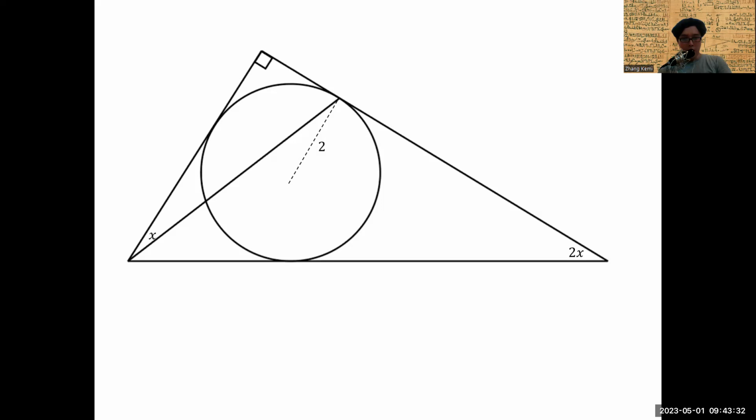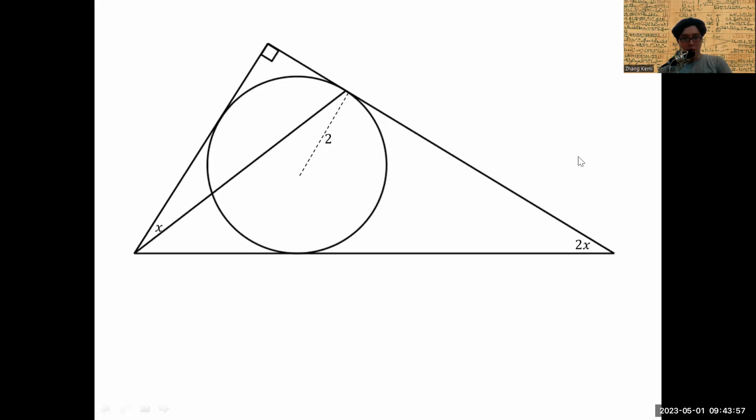You're given a right triangle, and you're given that the radius of the inscribed circle is 2 units. Given that, from the radius all the way to one point of the triangle is angle x degrees, and the other angle over here is 2x. So what's the question? The question is, what's the area of the triangle? Okay, so how do we find the area of a triangle?